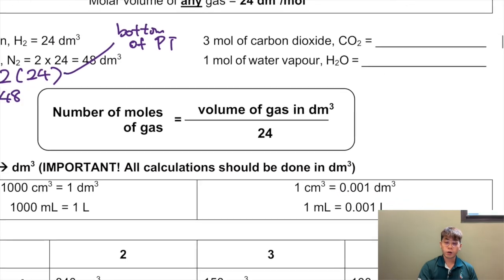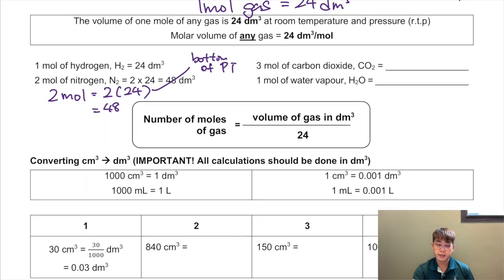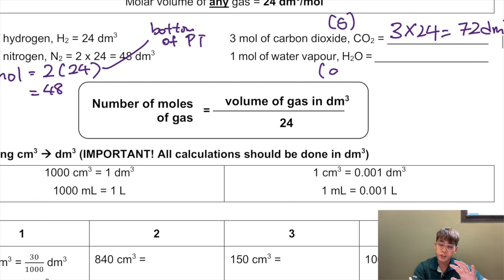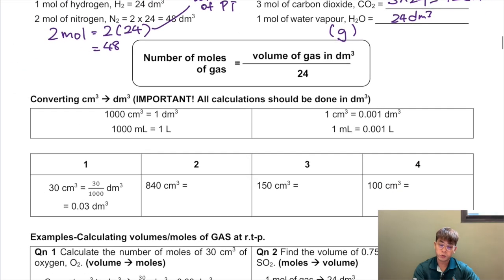So all gases. If 1 mole of gas is 24, 3 moles of carbon dioxide, carbon dioxide is a gas, is 3 times 24 equals 72 dm cube. 1 mole of water vapor, the gaseous form of water, is 24 dm cube. Again, there's an equation if you like to use equations, but you know that I don't. Mole is equal to the volume of the gas in dm cube over 24.